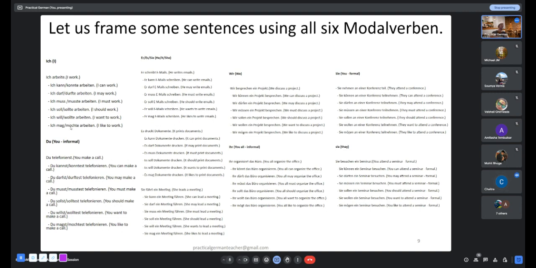Du telefonierst, du kannst, konntest telefonieren, du darfst, dürftest telefonieren, du musstest telefonieren, du solltest telefonieren, du wolltest telefonieren, du magst, mochtest telefonieren. Yeah. Go on to er. Er schreibt.